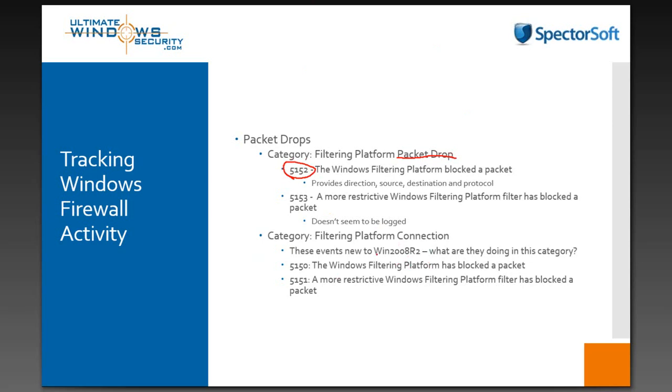The other weird thing is, beginning with Windows 2008 R2, Microsoft added two new event numbers, 5150 and 5151, which they talk about blocking packets, right? Yet they're under the connection category. So my question is, what are those events doing in this category? The good news is I haven't seen these events logged, so I think this is just kind of bogus stuff. So bottom line is, this is the big event to look for and to expect to see if Firewall is blocking packets. Let's look at some examples of that event.